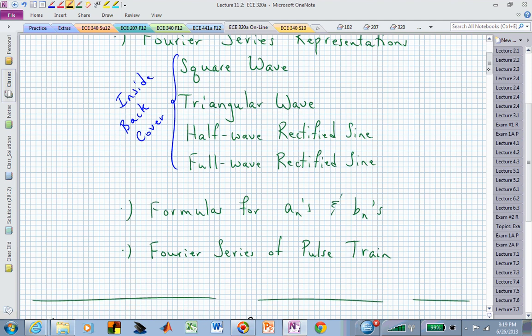We'll then go into showing how those formulas arise for the A's and the B's, and then we'll see about computing some A's and B's for a particular periodic waveform, that being a periodic pulse train.